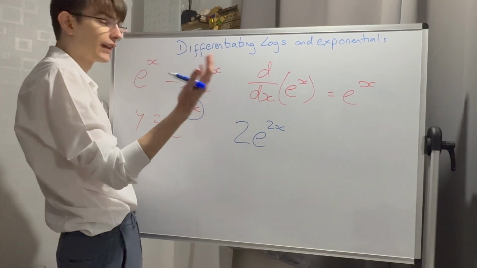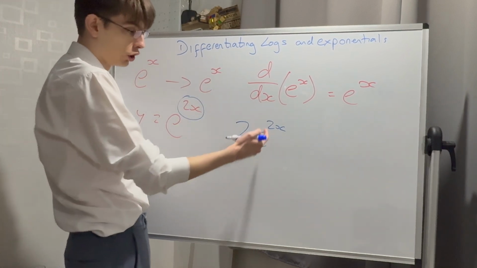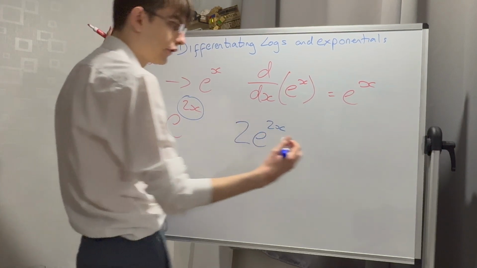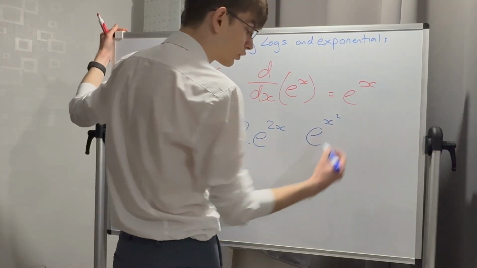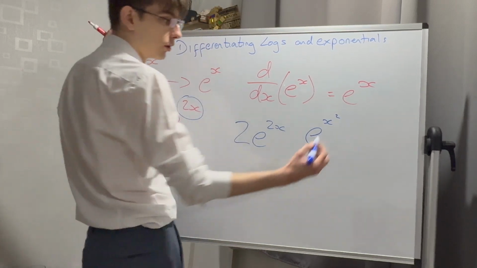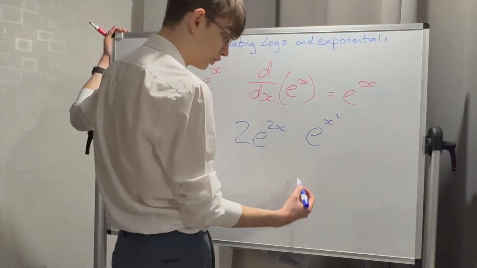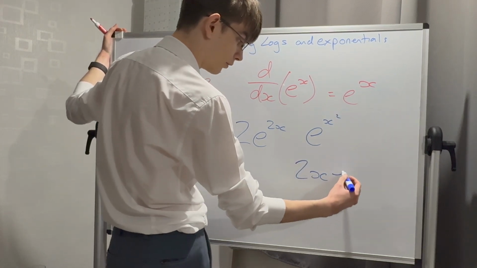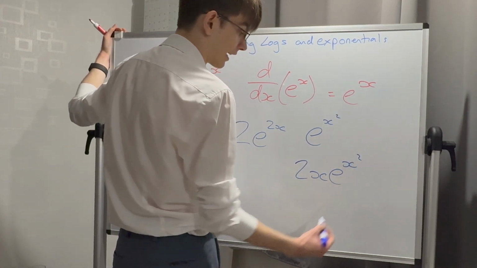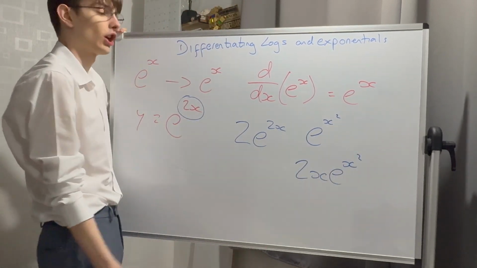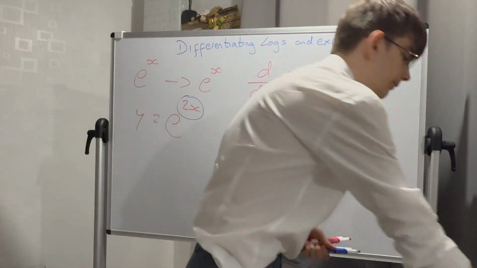E to the anything x differentiated, you just bring whatever's in front of the x down to the front. If it was something like e to the x squared, as I said, you would differentiate the argument. So the derivative of x squared is 2x, and it would become 2x e to the x squared. The key thing being the e doesn't change, the argument doesn't change, we just add something in front of it.